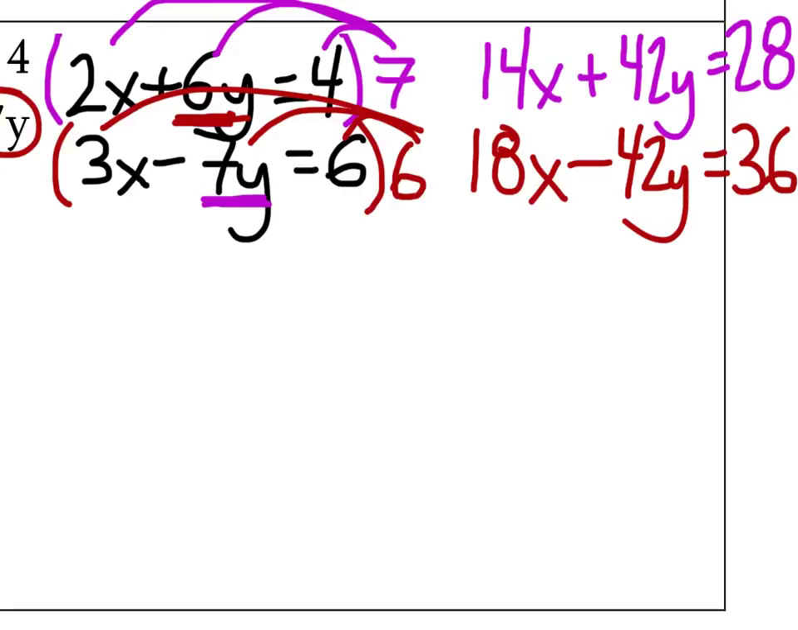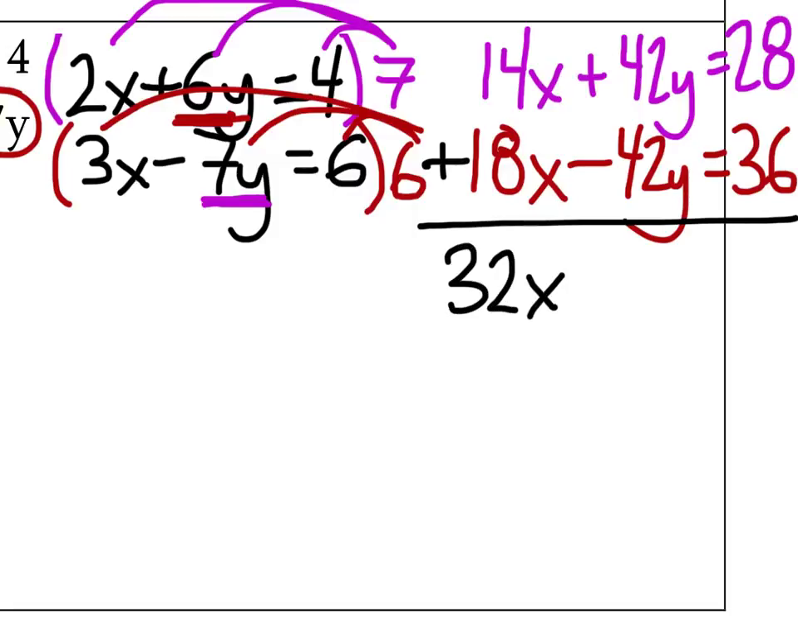Well, do they have different signs? Yes, they do. Okay. We're looking to eliminate the y's. One is a positive 42y, the other is a negative 42y. So let's add. So 14x, that's a positive 18x. So 14x plus 18x, 32x. 42y minus 42y, 0y. Equals 28. That's a positive 36. No, that's a 14. 64.